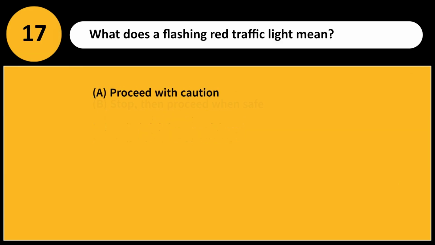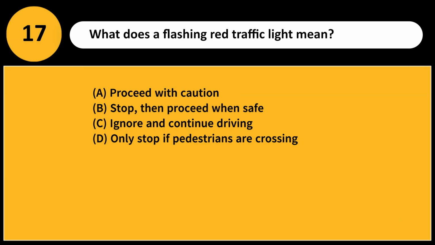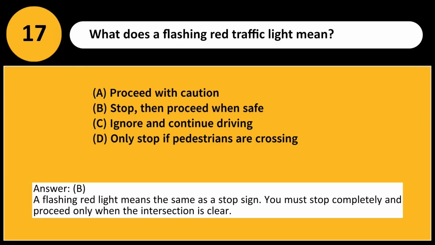What does a flashing red traffic light mean? A. Proceed with caution. B. Stop, then proceed when safe. C. Ignore and continue driving. D. Only stop if pedestrians are crossing. Answer B. A flashing red light means the same as a stop sign. You must stop completely and proceed only when the intersection is clear.